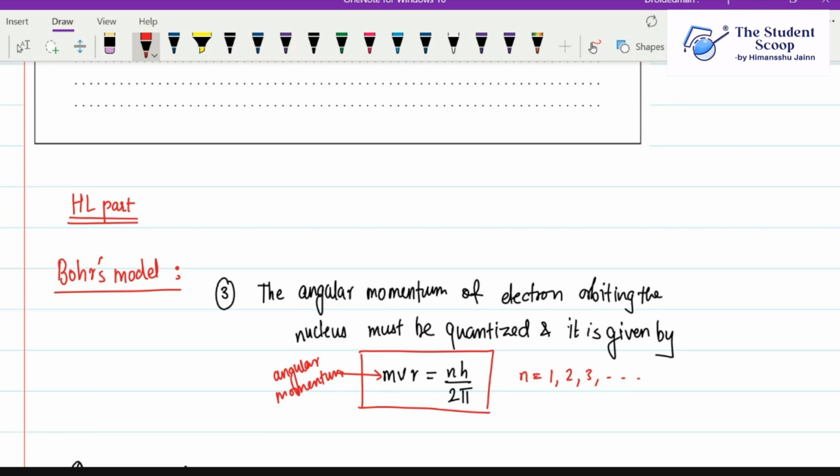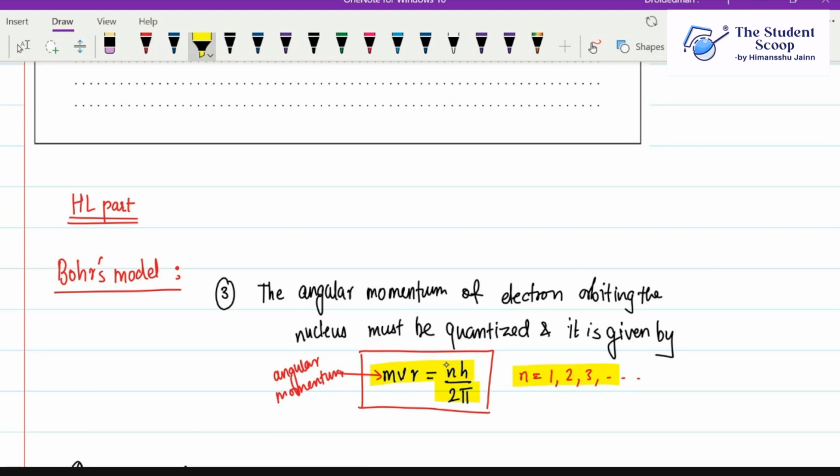Now, the third postulate to his model was that the angular momentum of the electron orbiting the nucleus must be quantized, and it is given by mvr is equal to nh by 2 pi, where n is an integer 1, 2, 3, which can represent different angular momentum. Angular momentum depends on three factors: mass, velocity, and the radius. So this formula is very much important.